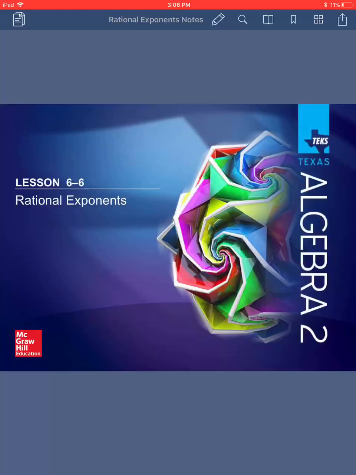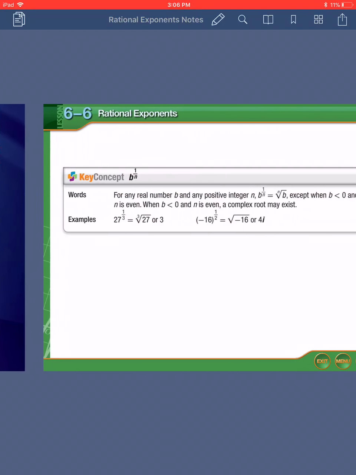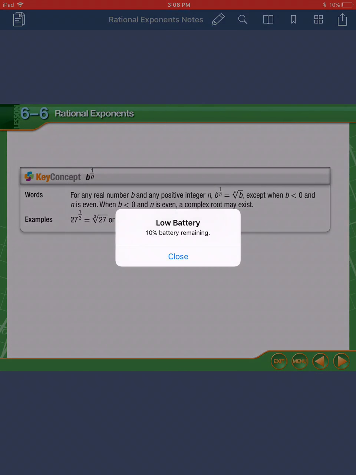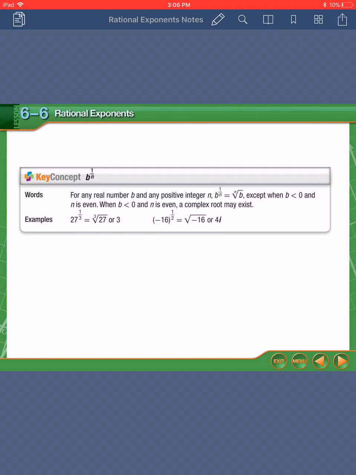Okay, so these notes are over rational exponents. For any real number b and any positive integer n, b raised to the 1 over n power is the same thing as the nth root of b. Basically, if you have an exponent that's a fraction, the denominator of the fraction is actually going to be your root. So 27 to the 1/3 power is really the cube root of 27, which is just 3.